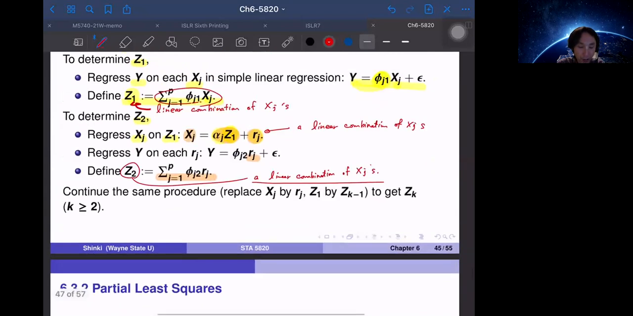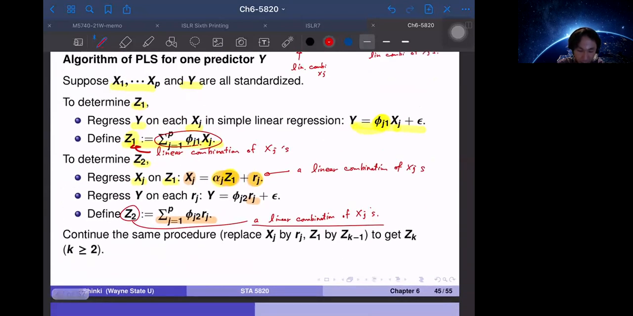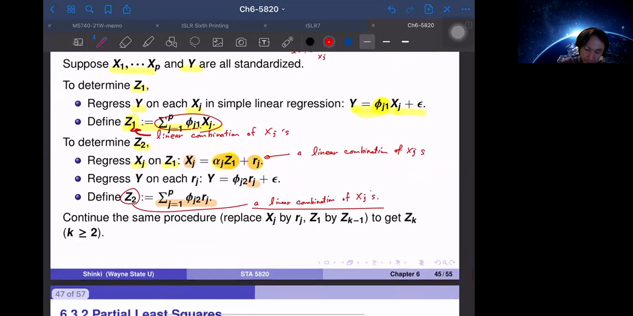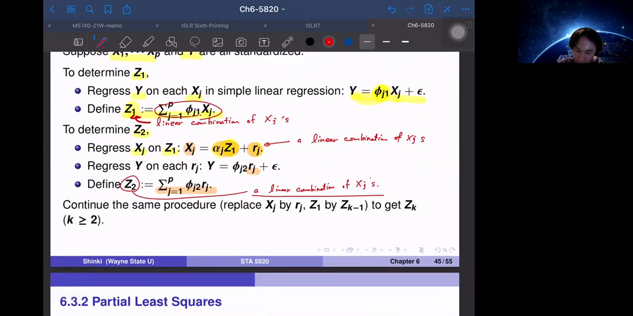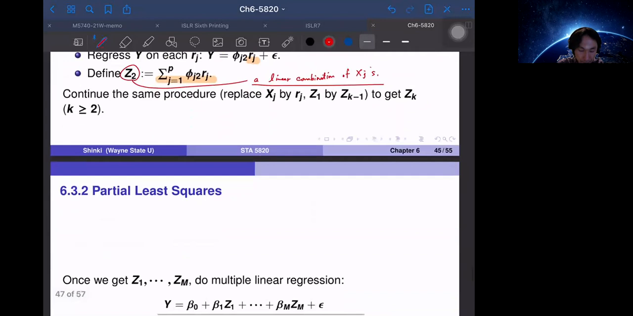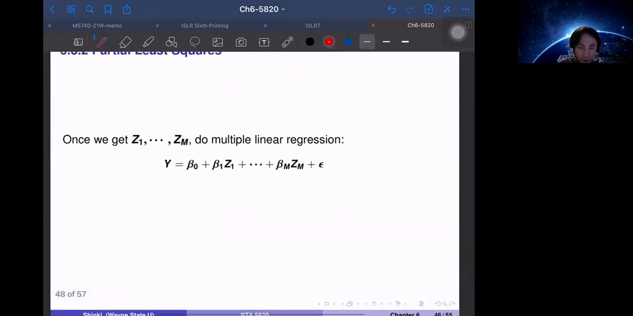Yeah, and then we continue. We regress xj on z2, then we get the residual again, then we define z3 and so on. Once you get z1 to zm, then we do the same thing: we regress y on z1 to zm.